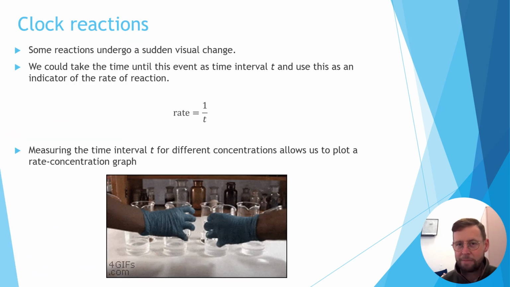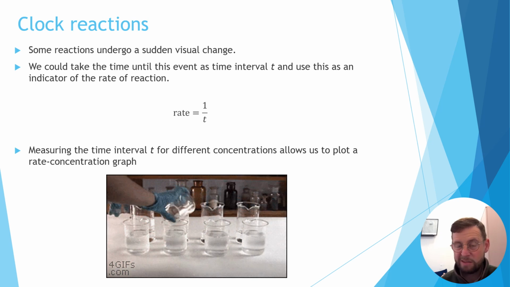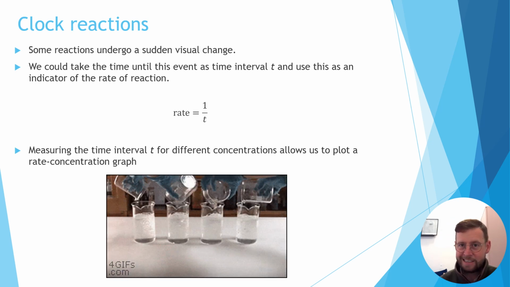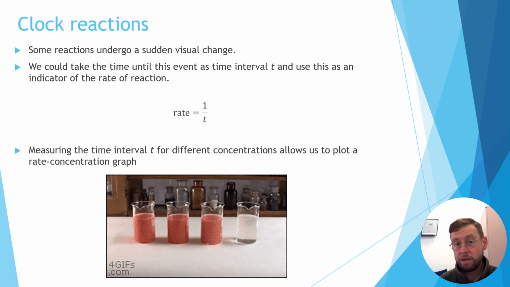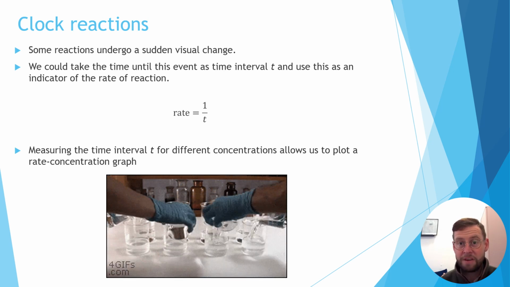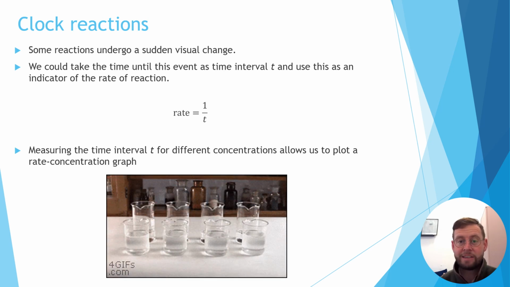Now, say for example, we weren't measuring the concentration with time of a reaction, but we were using some other indicator to tell us what the rate of reaction was. Well, a clock reaction is one of those reactions where we use a visual change that's normally quite sudden to be able to figure out how long it has taken for the reaction to take place.